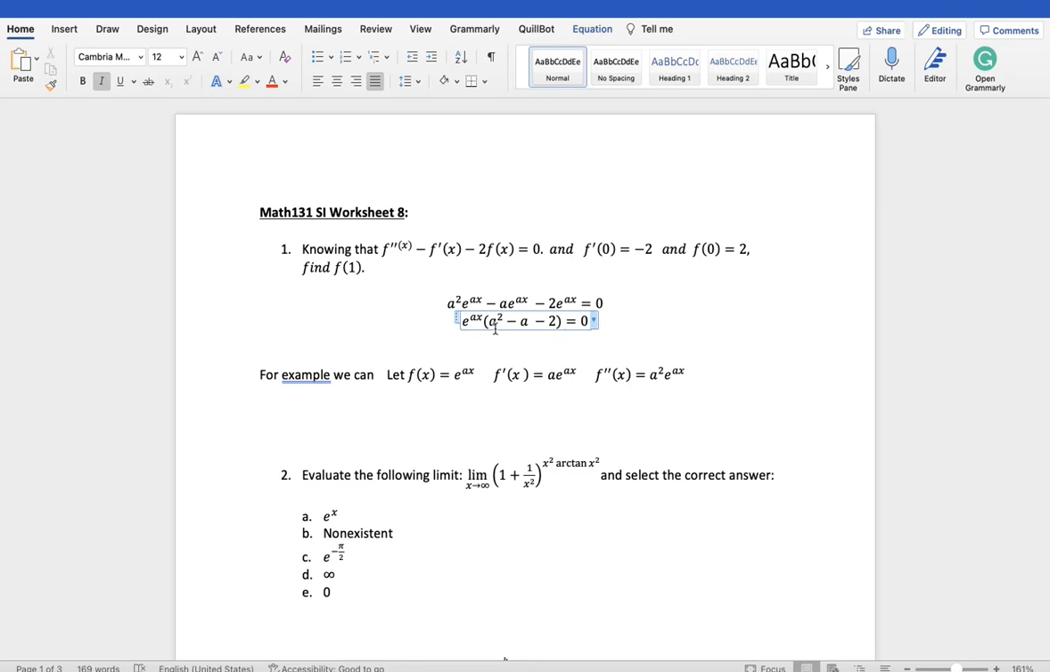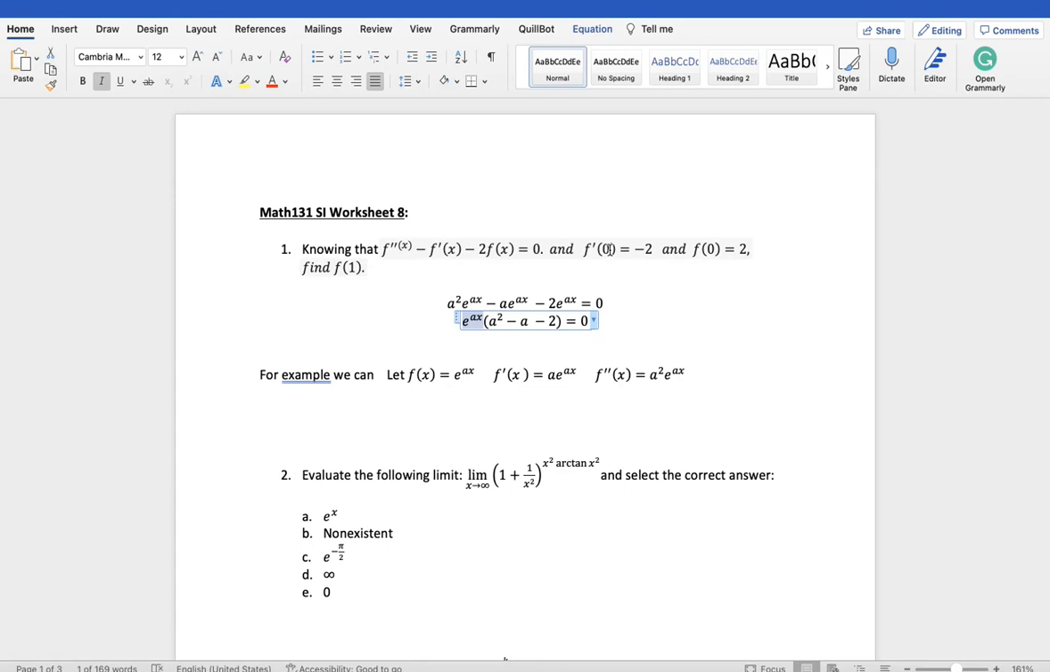Now, here, we want to solve this quadratic equation here, right? So let's solve. This expression can only be equal to 0 if either e to the a of x is equal to 0 or a squared minus a minus 2 is equal to 0, right? So now we know that e to the a of x will not be equal to 0 in our case.